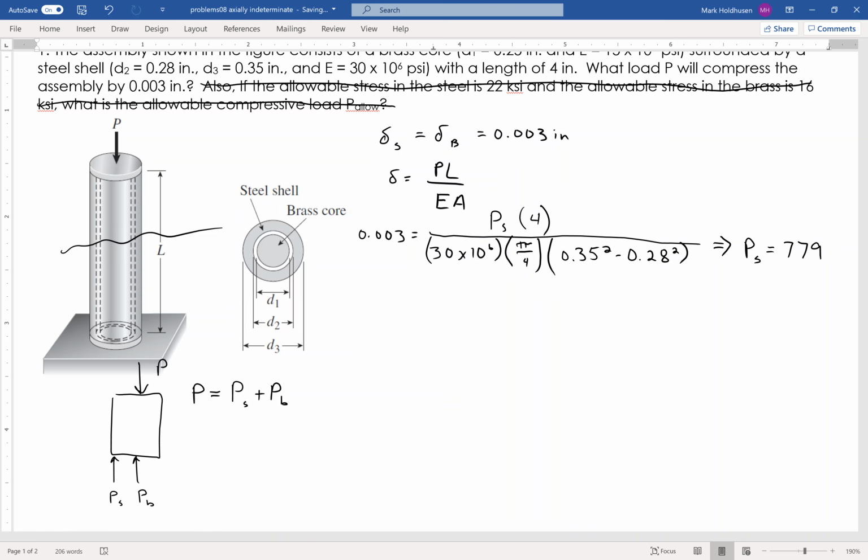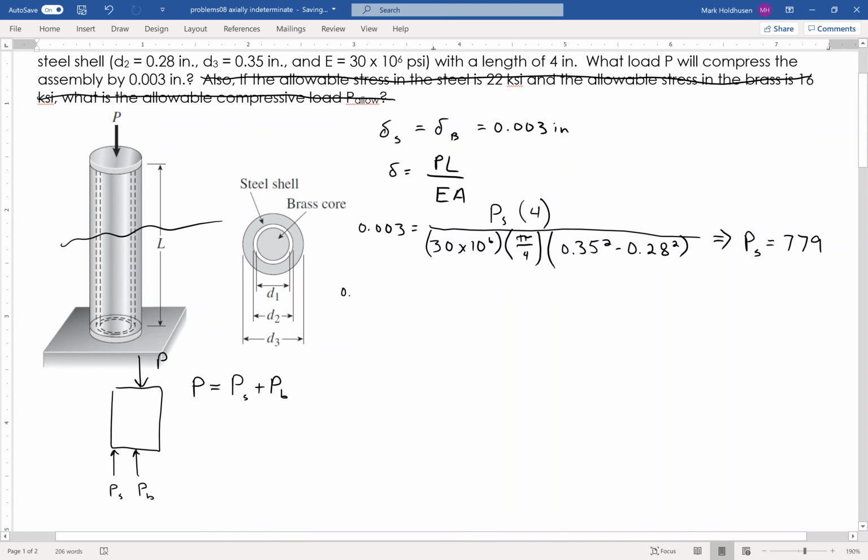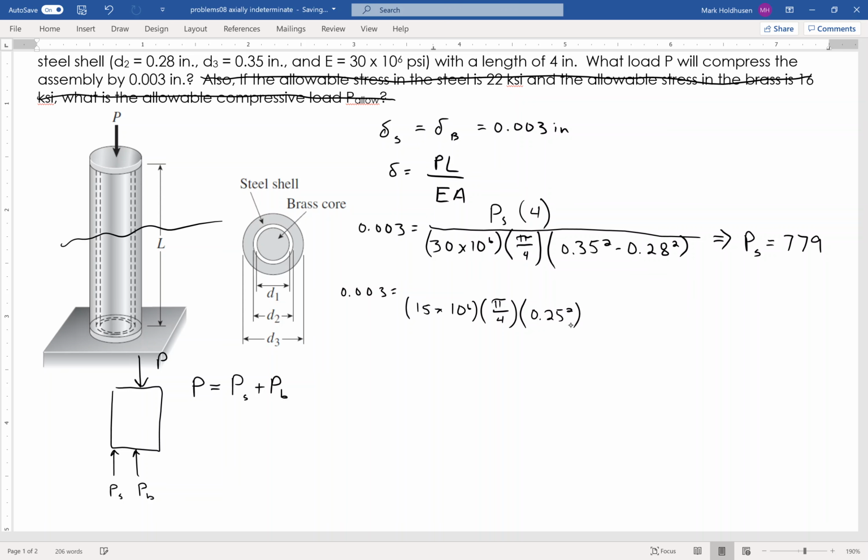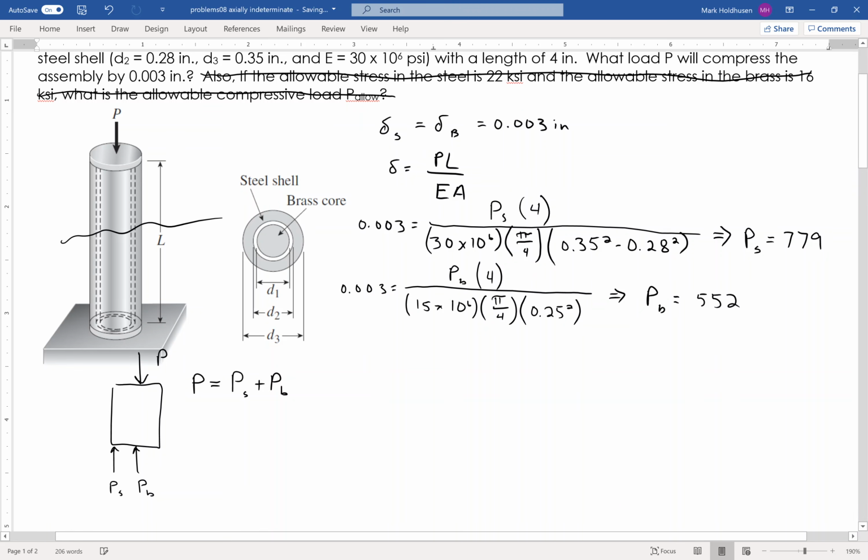Now, do the same thing for the brass core. Delta is 0.003, and the brass is 15 times 10 to the 6 psi for the modulus of elasticity. This guy is solid, so it's just pi over 4 times its diameter squared. Its load is what I'm trying to find. It is also 4 inches long. Again, this guy has to deflect the same amount as the steel, 0.003 inches. In order to get that to happen, I need to place 552 pounds on the brass.